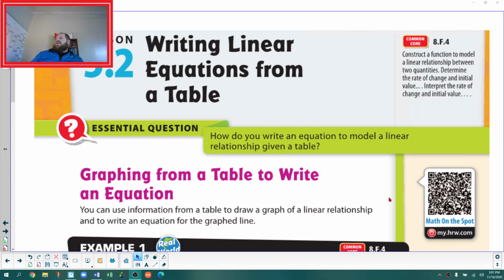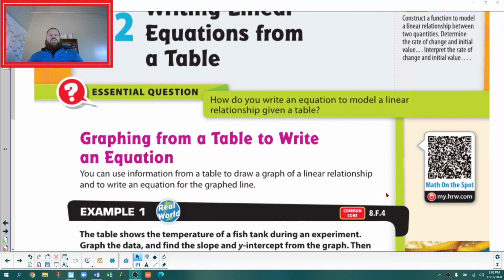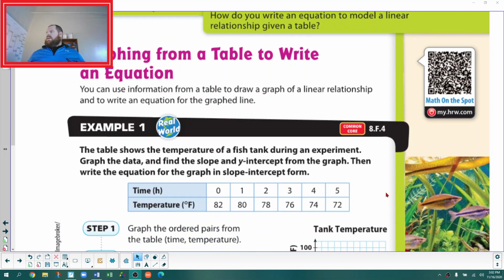Today we're going to talk about writing linear equations from a table. So the main thing about writing equations from a table is tables give you points. We just went over section 5.1d. That was all about finding an equation given 2 points. So I'll bet there's a whole lot of carryover in this section to that last one. So let's just jump right in and take a look at it.